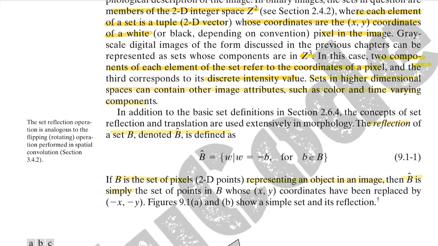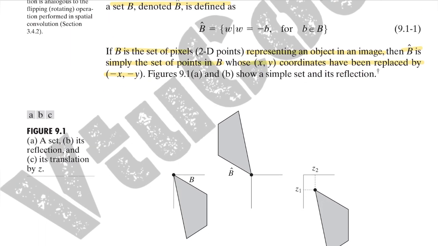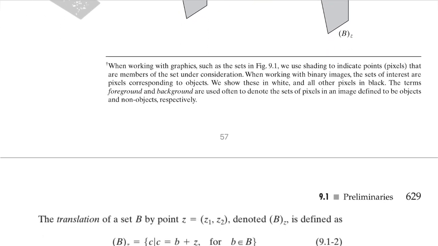B cap is simply the set of points in B whose x and y coordinates have been replaced by minus x and minus y. Suppose this is a particular image; again, it got reflected about the axis like that. Next is translation.